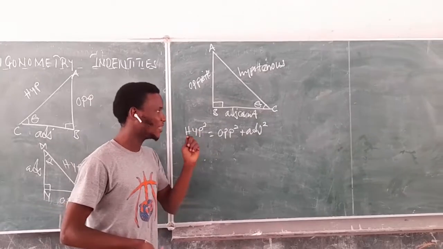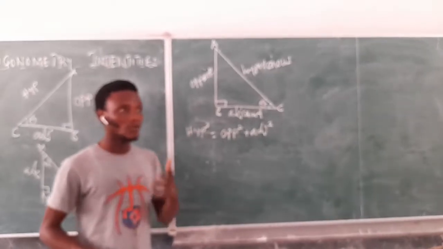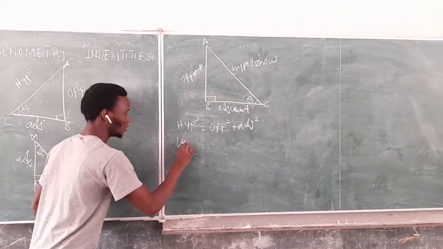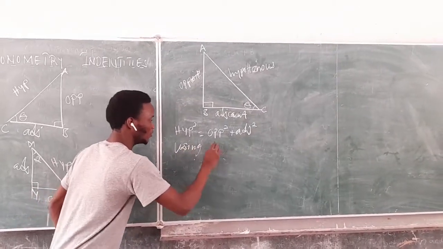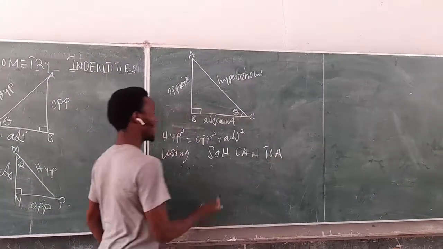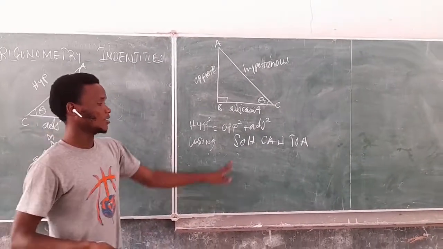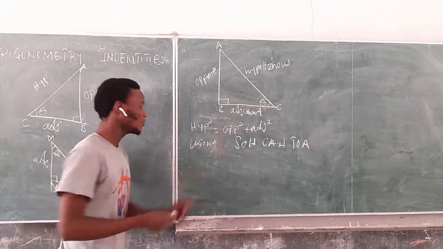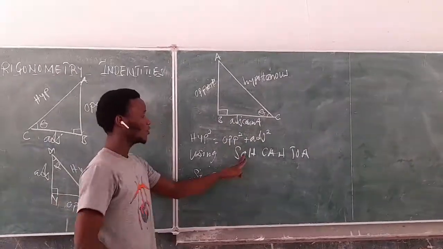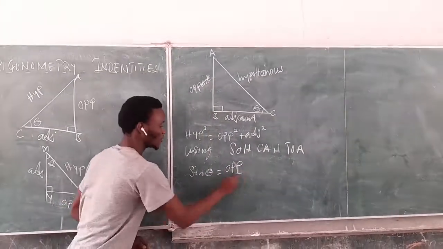How can we derive some relations here? We use a very important slogan that we are always familiar with, and that slogan is SOHCAHTOA, where each one of these letters is representing something. From this right angle triangle, this S is representing sine of the angle. You have sine theta is equal to. This O is representing the opposite, which I will abbreviate as OPP, all over.